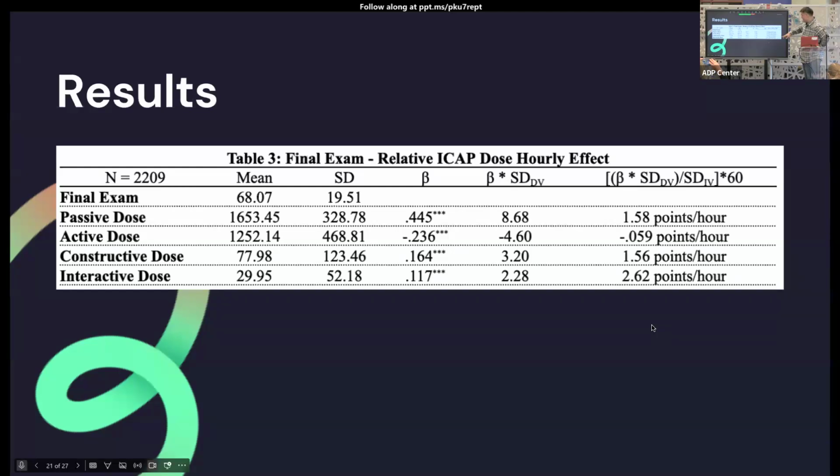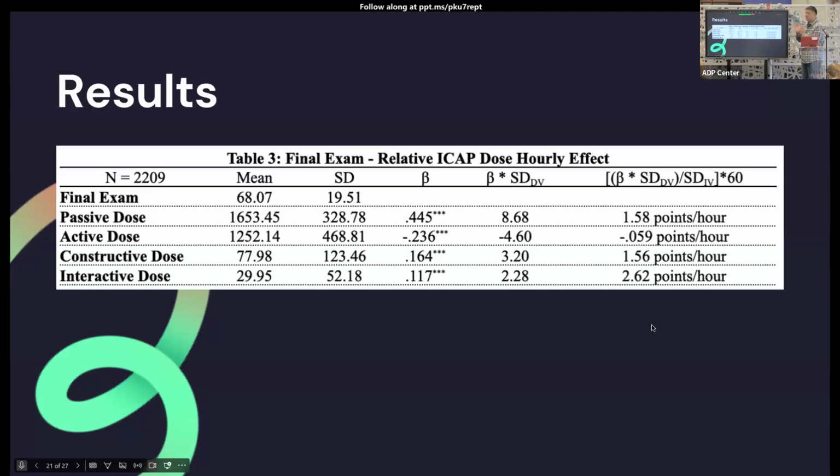Apparently these labs weren't very good. You know, it depends how they delivered, obviously, but they were mostly step by step, right? And then constructive dose, 1.56, right? It's very similar, pretty much just equivalent to passive dose in terms of students' improvements in their final exam scores, and interactive, 2.62. That's quite a big difference. This doesn't show the full hierarchy, but I think I can explain some of this.